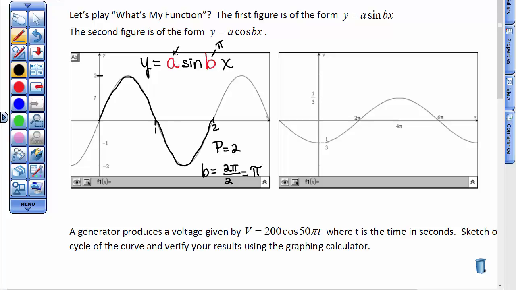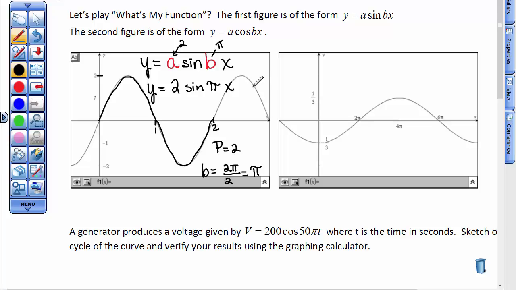And what's my amplitude? How high does this curve get? And is it positive? Yes, it is. It's a positive 2. So the equation that fits this curve is y equals 2 times the sine of pi x. Now, if you put this into your graphing calculator, you could hit your trace key right now.